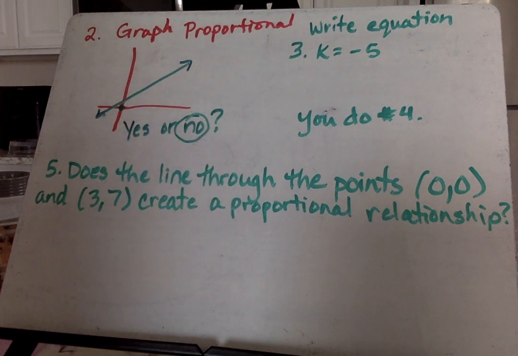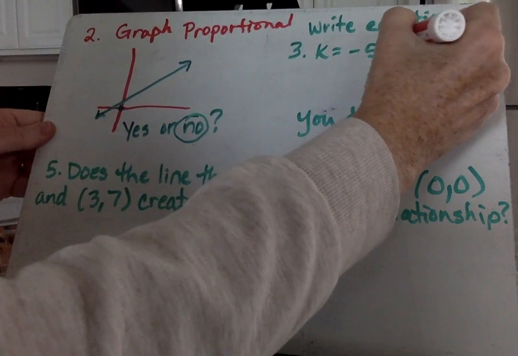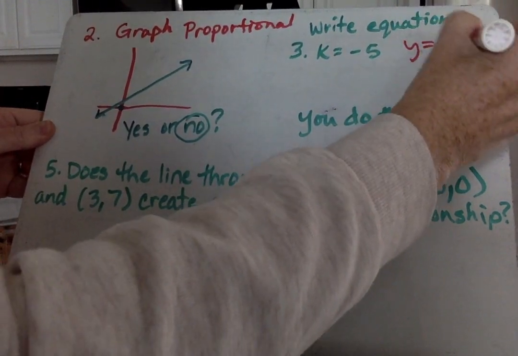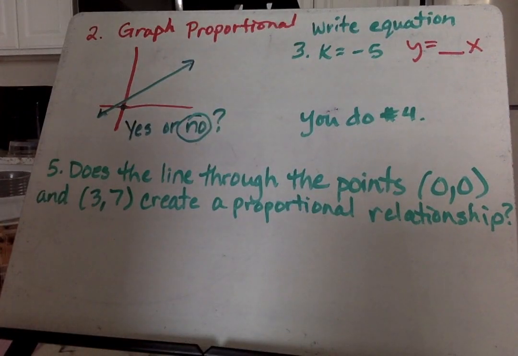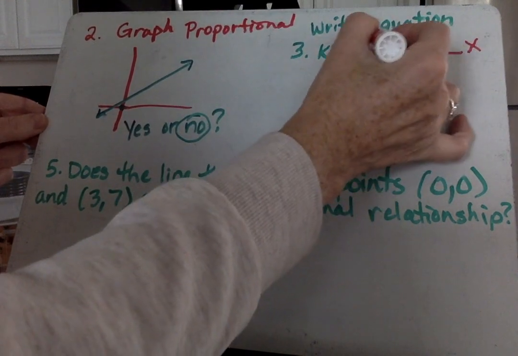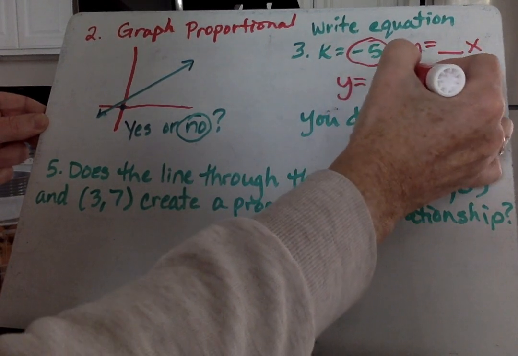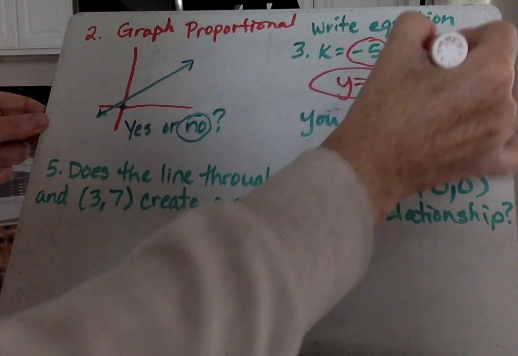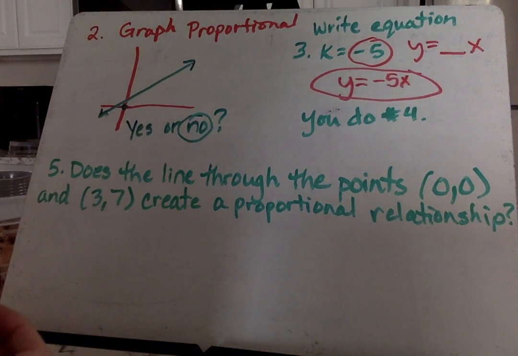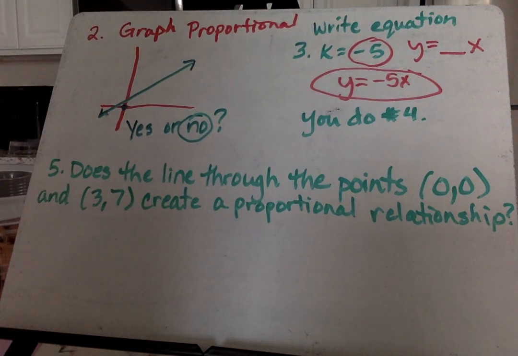Okay, the next thing says number 3, k equals -5. So on this one, remember we're going to put y equals blank x. Say that with me. Y equals blank x. I can't hear you. Everybody say it. Y equals blank x. So what goes in the blank? It's whatever k is. So we get y equals -5x. And that's all you have to do. So you're writing the equation with the constant of proportionality, k. So I'm going to let you do number 4. I'm going to go on to number 5.